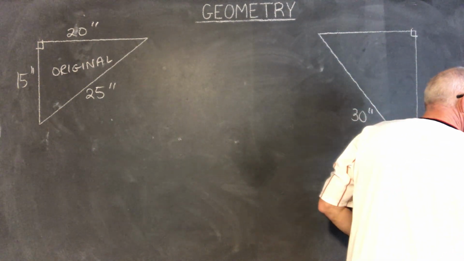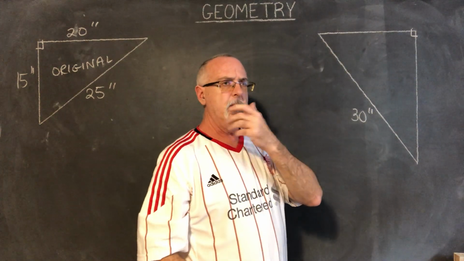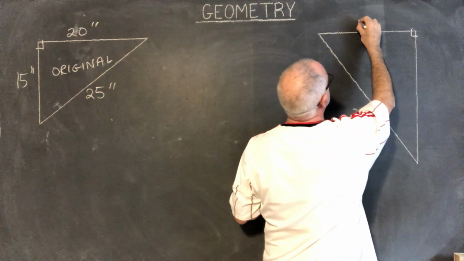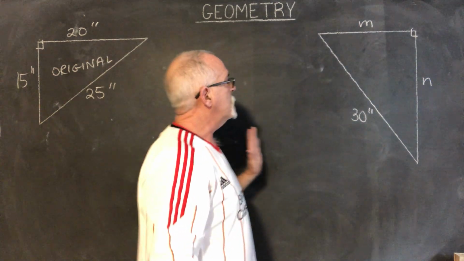Yes, it's working. I'm going to put letters for the two missing sides. I used X and Y last time. I think I'm just going to use M and N for these two. Okay, I think I'm set up.